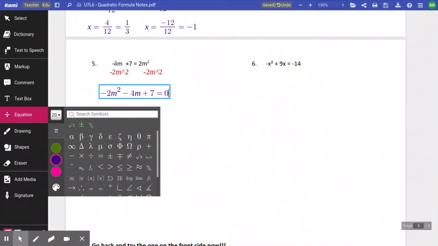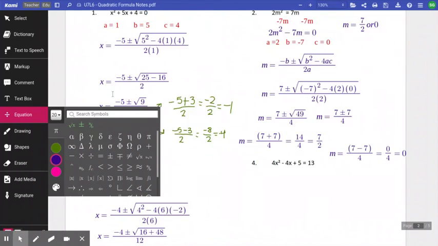There's nothing over here I can combine since they're all different. None of them have the same variable and exponent. So we've got it now in quadratic equation form, set equal to 0. I do want to point out, notice that negative 2m squared, I put that in the beginning. Why would I want to do that? You could put it on the end. You could put it anywhere you want, really, on this side of the equation. But I put it at the beginning so that I've got it in quadratic equation form.